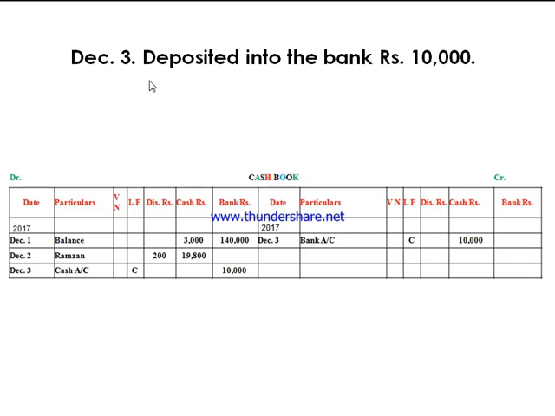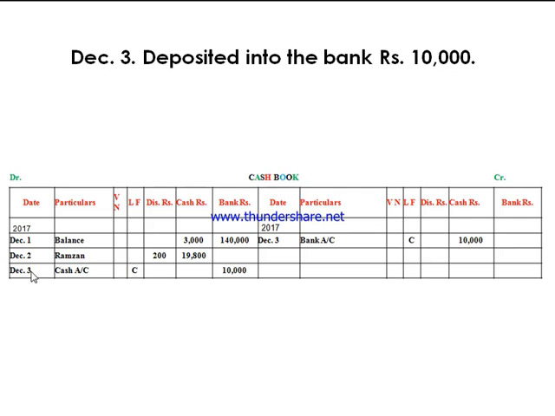On December 3rd, deposited into the bank rupees 10,000. From the business, 10,000 rupees has been deposited into the bank. So it is a contra transaction. 10,000 rupees will be deposited in the bank. We will write down 10,000 as a receipt in the bank, and from the business 10,000 rupees is made on the payment side.